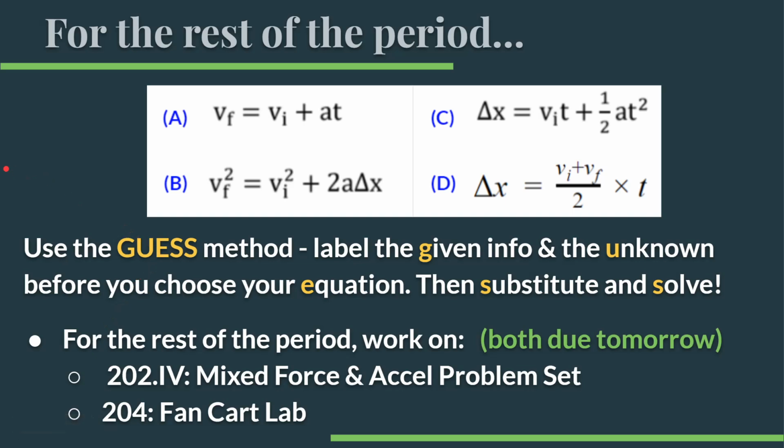If you have questions as you're working, again, I'm going to encourage you to talk to your neighbor, but ultimately if you can't figure it out, let me know and I can come help you with it.